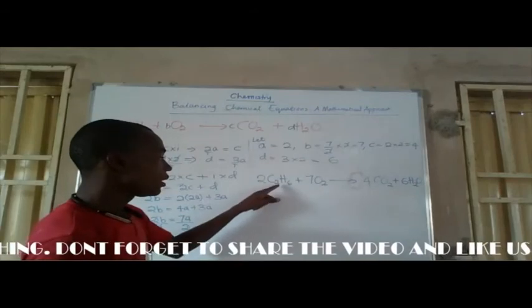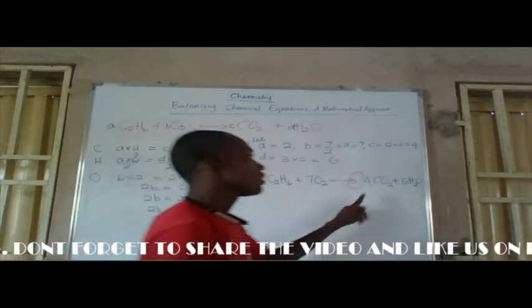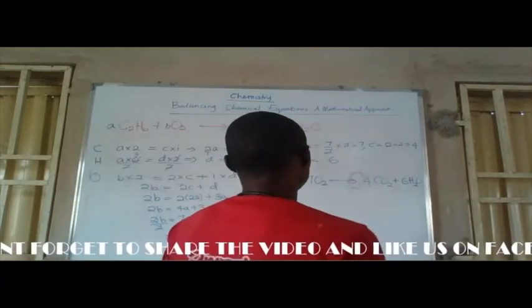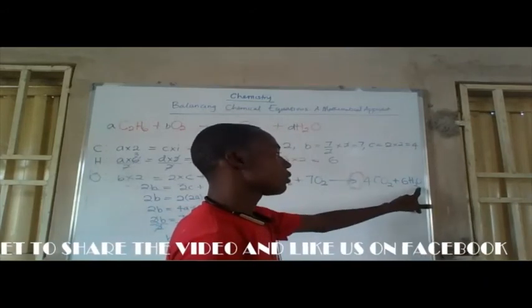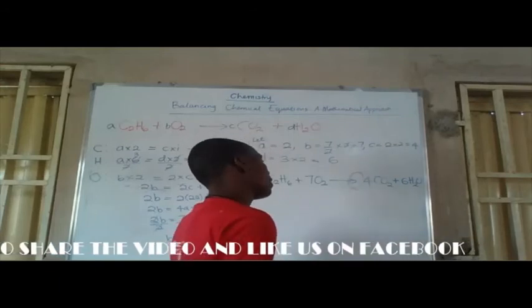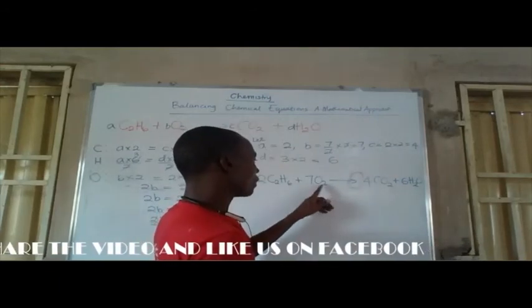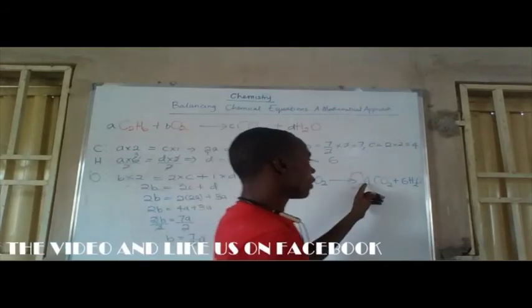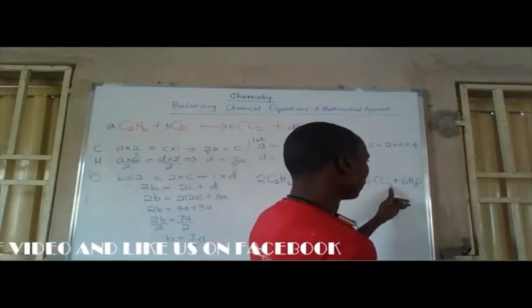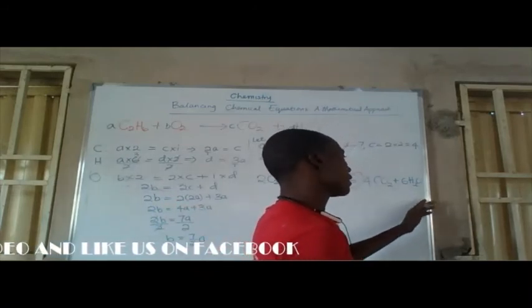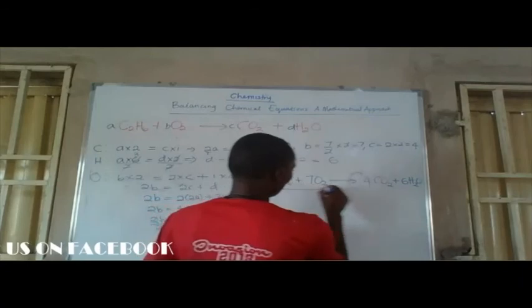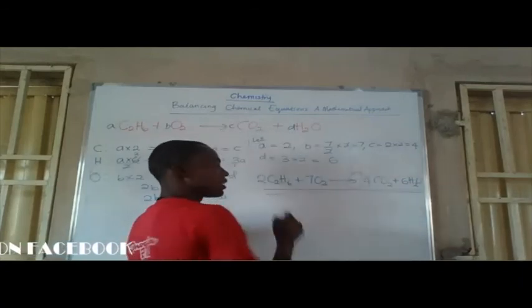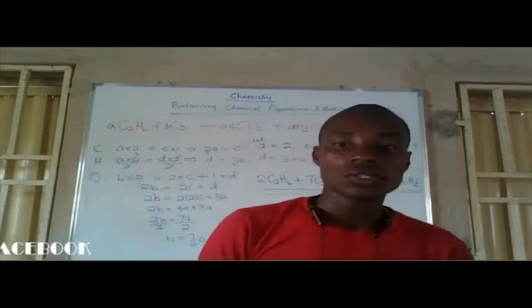You have how many carbons here? 2 times 2, 4. How many carbons here? 4 times 1, 4. How many hydrogens? 2 times 6, that's 12. How many hydrogens? 6 times 2, that's still 12. How many oxygen do we have? 7 times 2, that's 14. Here we have 4 times 2, that's 8 on this side. And here we have 6 times 1, that's 6. 8 plus 6 is 14. So everything is balanced. And that's how we balance a chemical equation mathematically without having to guess.